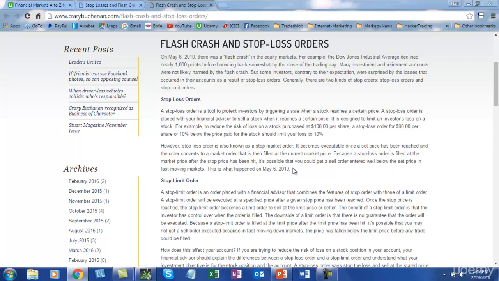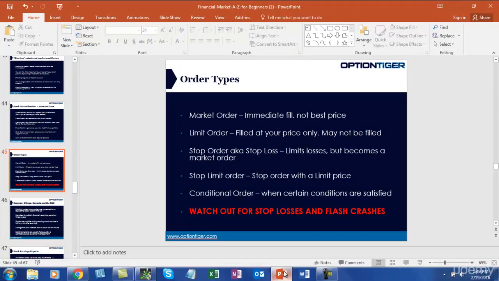So just keep that in mind. If you have a stop loss and you think you're secure, it's not really secure. Now, granted, flash crashes don't happen all the time, but if they do and you have stop loss orders on all your stocks, you could be out of your positions at very big losses. So just a word of caution there.